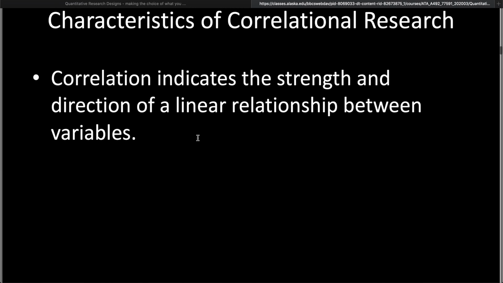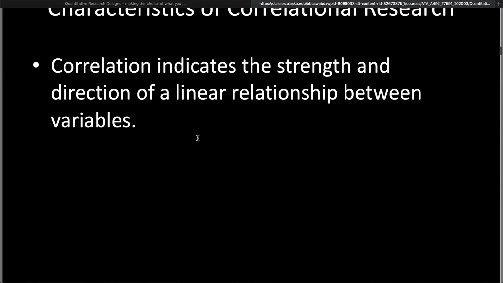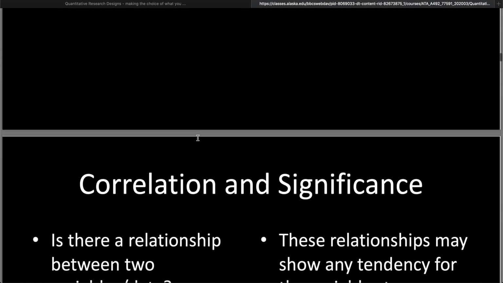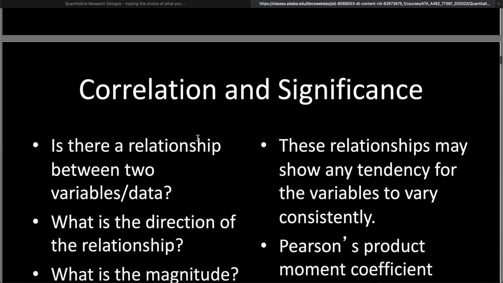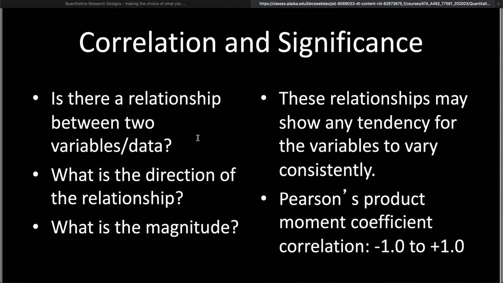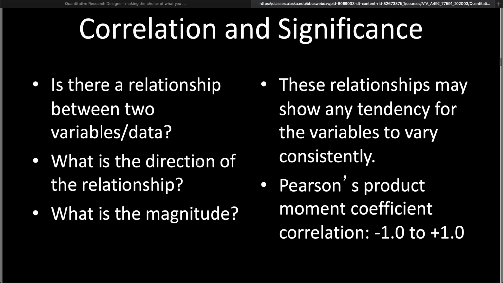So back to correlational. Correlational indicates the strength and direction of linear relationship between variables. We want to try and keep it linear at this stage in research studies because we're not quite yet there for non-linear correlations, but let's look at just linear correlations. And what is the significance? So what we're asking is there a relationship between two variables or sets of data? What is the direction? Is it positive? Is it negative? Maybe number of hours will decrease performance. So if you increase your number of hours, you decrease the performance or ability of performance. That would be a negative direction.